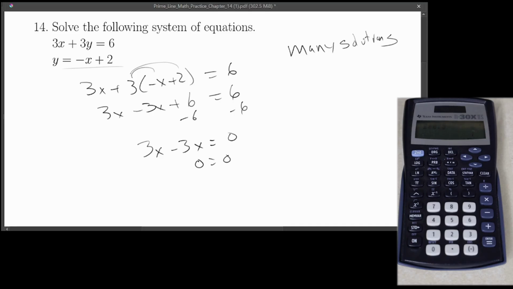Once again, if we graphed it, those lines are overlapping on the graph. And so they intersect at every point. Okay, that is the end of chapter 14.